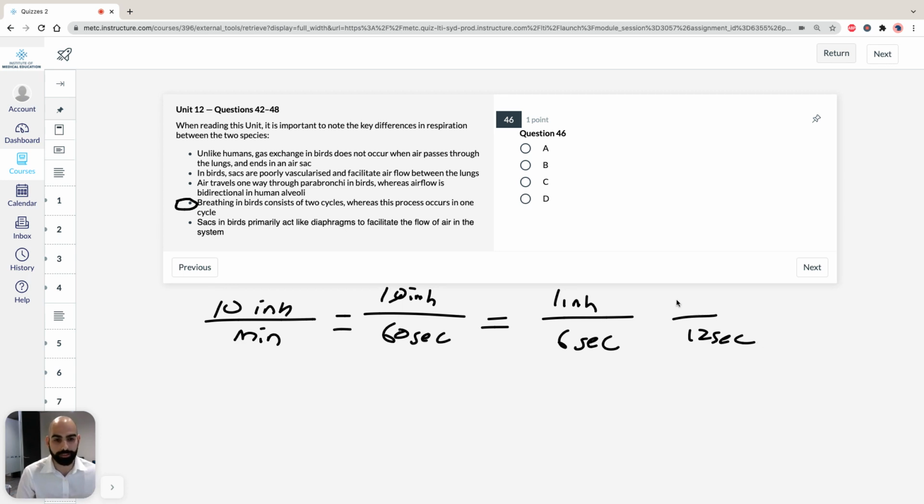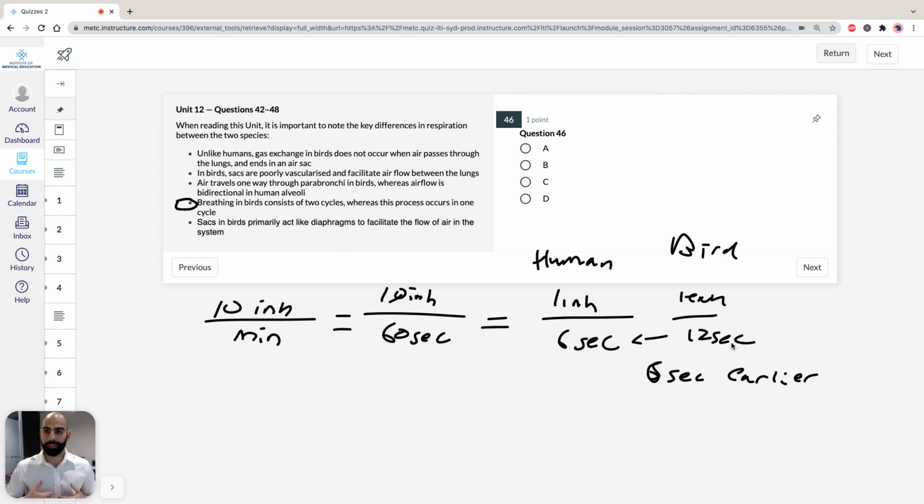So if it's one exhalation in 12 seconds for a bird, that means for a human, it's going to be 6 seconds earlier. So this is a bird, and this is human. You can see it's going to be twice. The way I conceptualize it is that for humans, inhalation takes 6 seconds, exhalation 6 seconds. Whereas with birds, that's one cycle, so twice, and then the exhalation comes out. You expire once, and the second expiration is the exhalation. So with a bird it takes 12 seconds. So the answer for 46 has to be C, 6 seconds earlier.